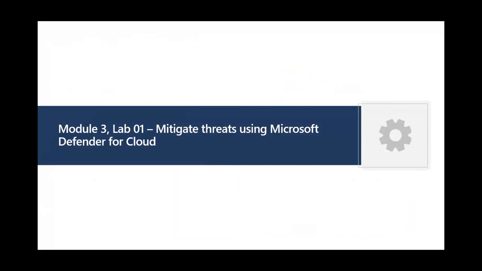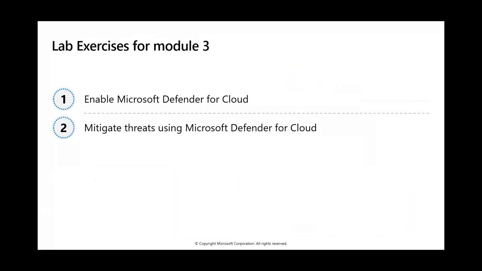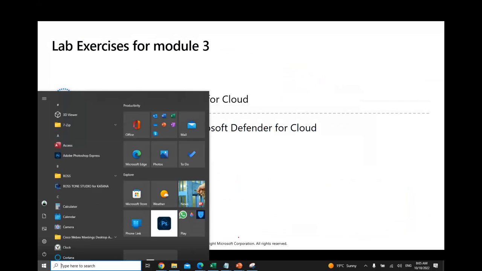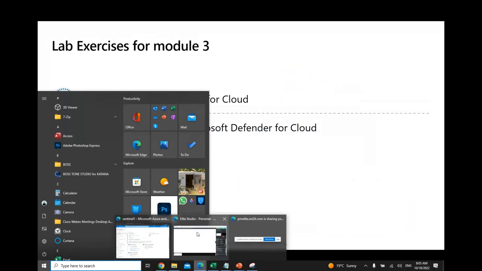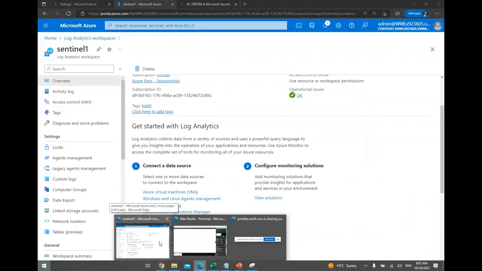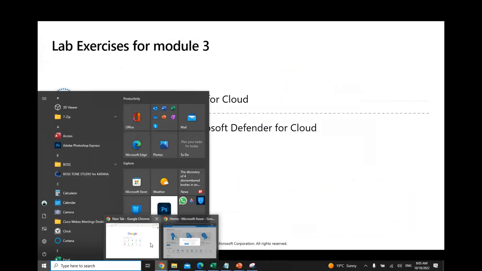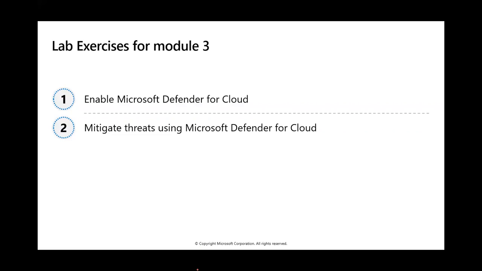This Module 3 comes with one lab, Lab 01, to mitigate threats using Microsoft Defender for Cloud. The lab comes with two main exercises. First, you are going to follow instructions to enable Microsoft Defender for Cloud, and then with Exercise 2, you will mitigate the threats using Microsoft Defender for Cloud. I will show you a quick introduction to the lab. My recommendation would be to start loading your lab.